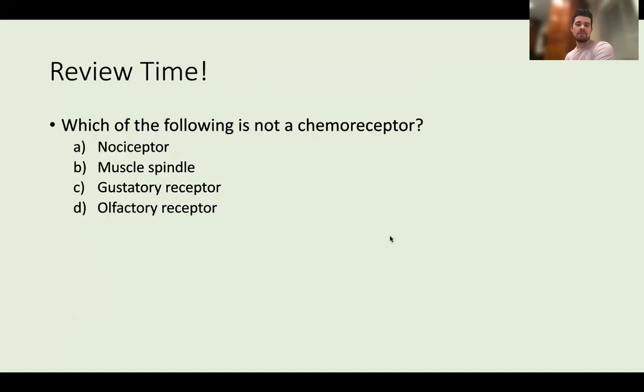Okay, perfect time for a review question. Which of the following is not a chemoreceptor? Take a minute, no more than a minute, and think about it. Pause the video because I will reveal the answer and go over it in about 5 seconds.